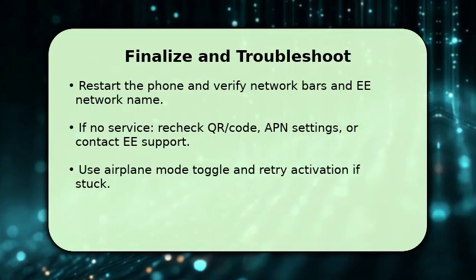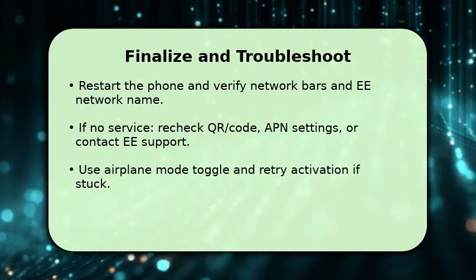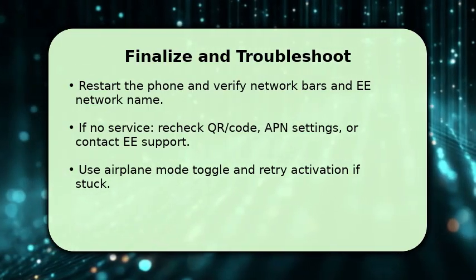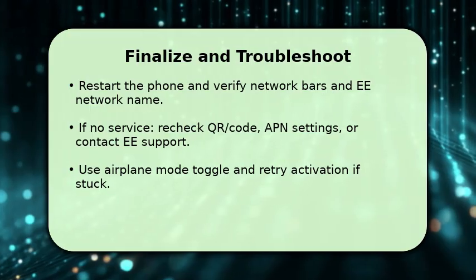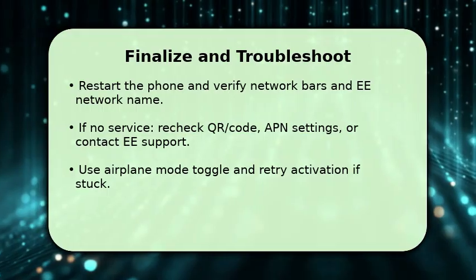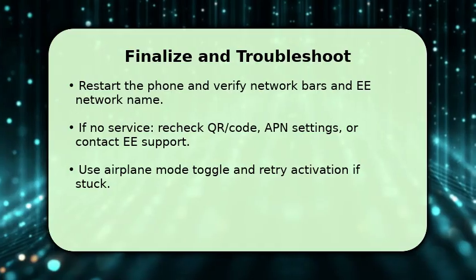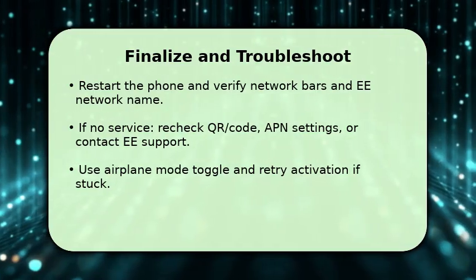If you don't see service, make sure the QR or code was entered correctly and that the APN settings match EE's defaults. Incorrect APN can block data. If still blocked, toggle airplane mode, retry activation, and then contact EE support with your activation reference so they can provision the line on their end.